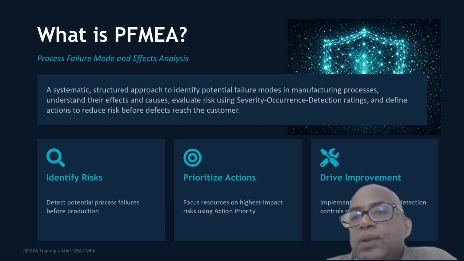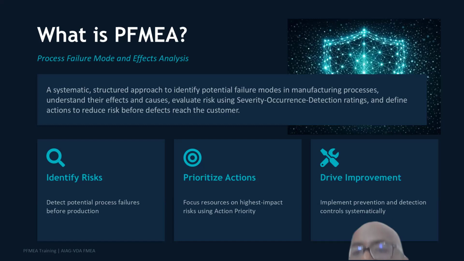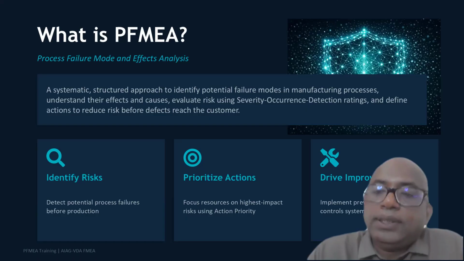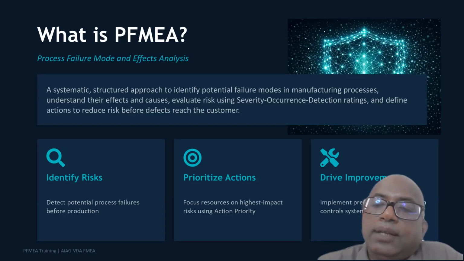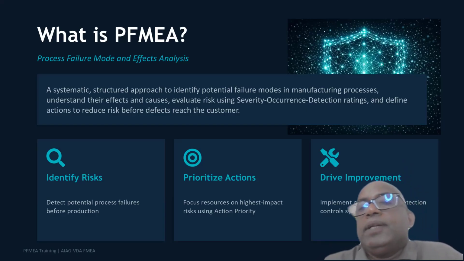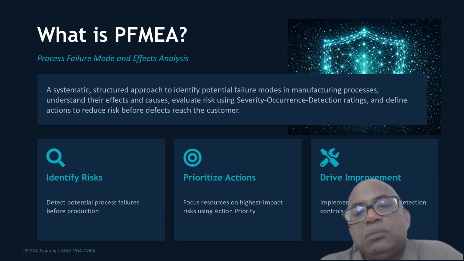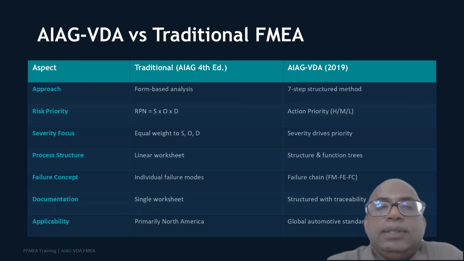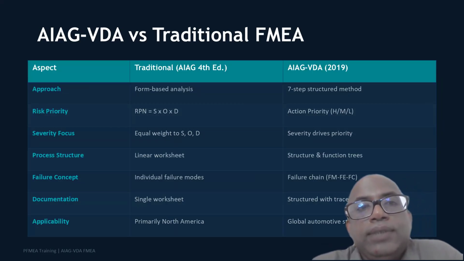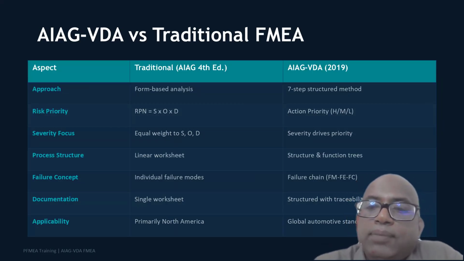Then drive improvement: implement prevention and detection controls systematically. In advance, we have to detect the failure mode, and we take the preventive action earlier. Okay, we go to the next part. This is regarding the AIAG-VDA versus the traditional FMEA.